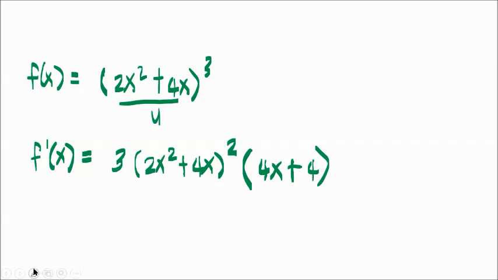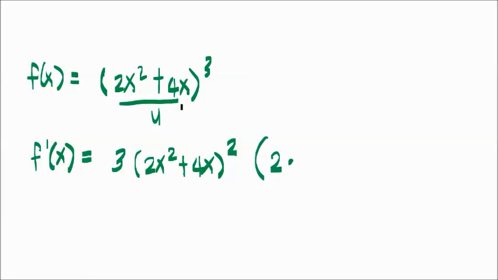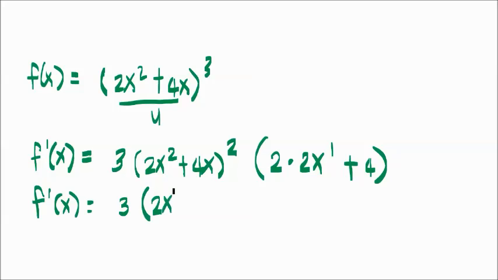No, let me slow that one for you. So the derivative of u is 2 multiplied by 2x raised to 1 plus 4. So we just separate the 2, then the derivative of x squared is 2x raised to 1, then the derivative of 4x is equal to 4. So f prime of x is equal to 3 times (2x squared plus 4x) squared, then (4x plus 4).